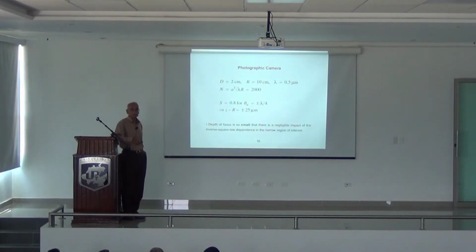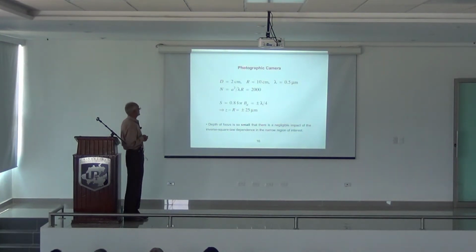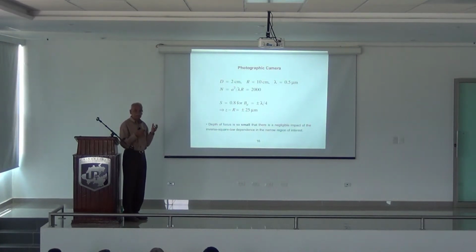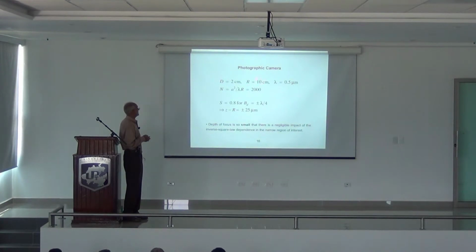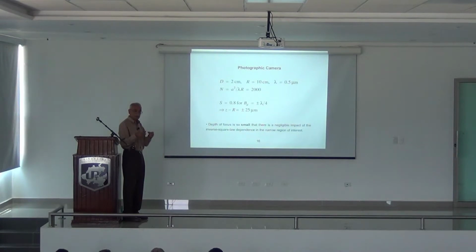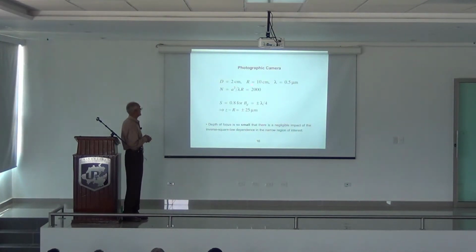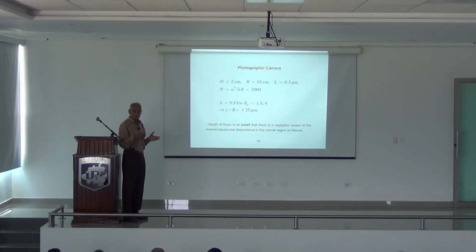Let's consider numerical examples. Photographic camera. The diameter of the lens is 2 centimeters, radius 1 centimeter, small lens. Let's say the focal range, the distance at which the image is formed, is 10 centimeters. Lambda, visible light, 0.5 micrometer. N equal to a squared over lambda is 2000. That's a large Fresnel number.